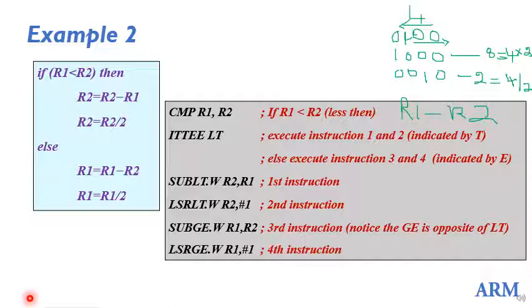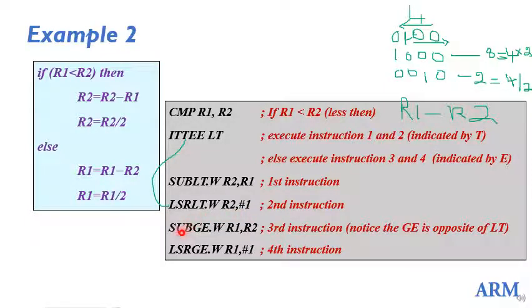So here we need to perform R2 divided by 2. That's why I am shifting this number to the right, and that's why I am using the instruction LSR. Since it is in the if-then block itself, the second instruction corresponds to the letter X, so X is written as T only here. So I am shifting R2 to the right by 1 position, #1.